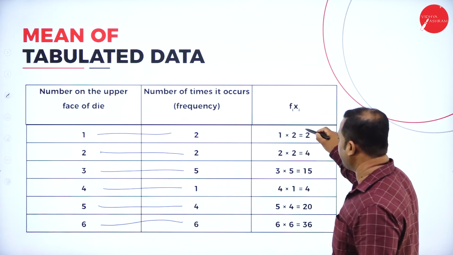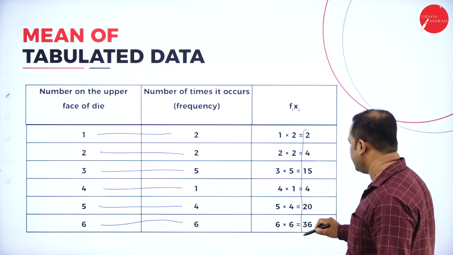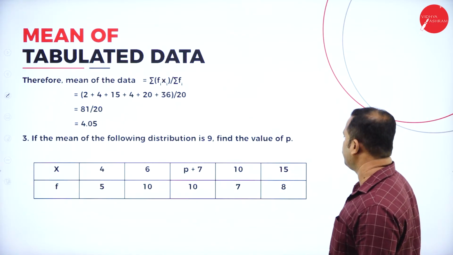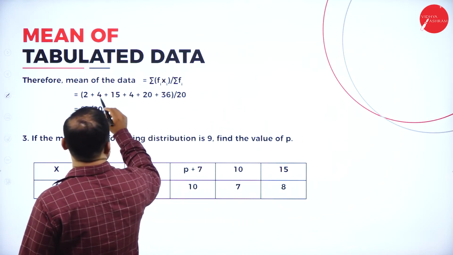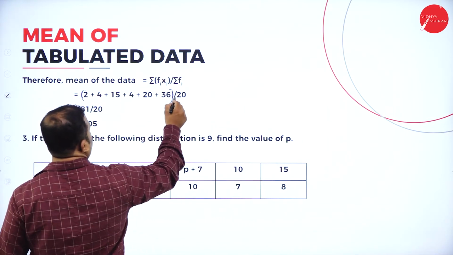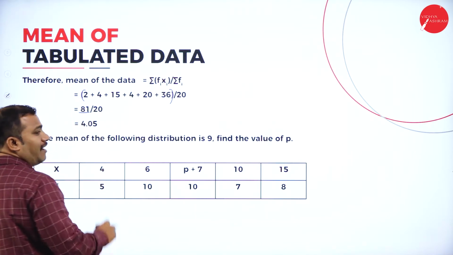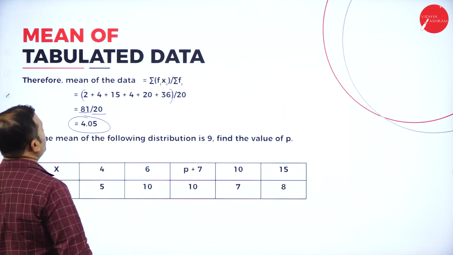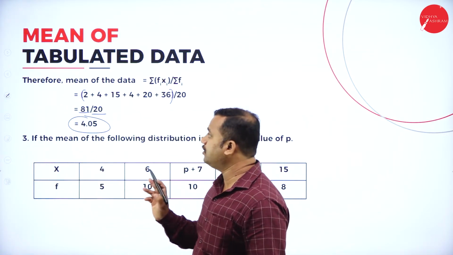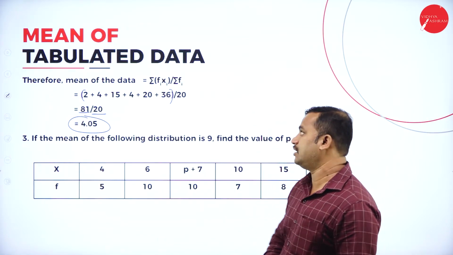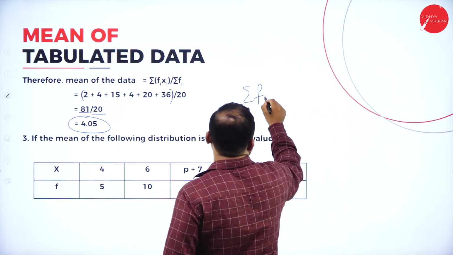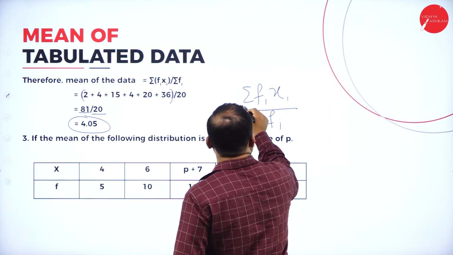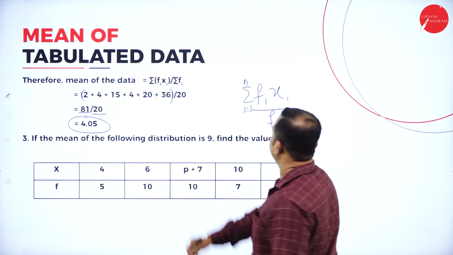What is the value I have obtained here? 2, 4, 15, 4, 20, 36. If I add up all these values, what is the value I'll get? Let me show you in the next slide. If I add up all these values, I'll get 81 divided by the total frequency of occurrence, 20. What is the value? 4.05. What is the meaning of this? It is the mean of the frequency distribution data. That means summation of Fi xi divided by summation of Fi, where i is equal to 1 to n.